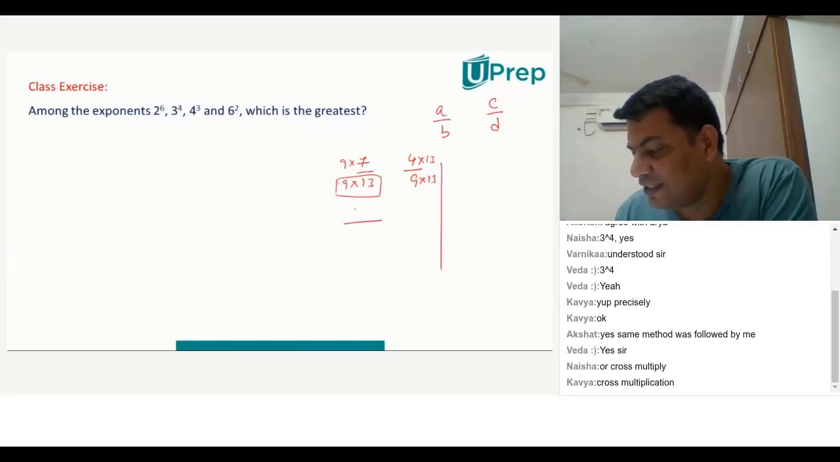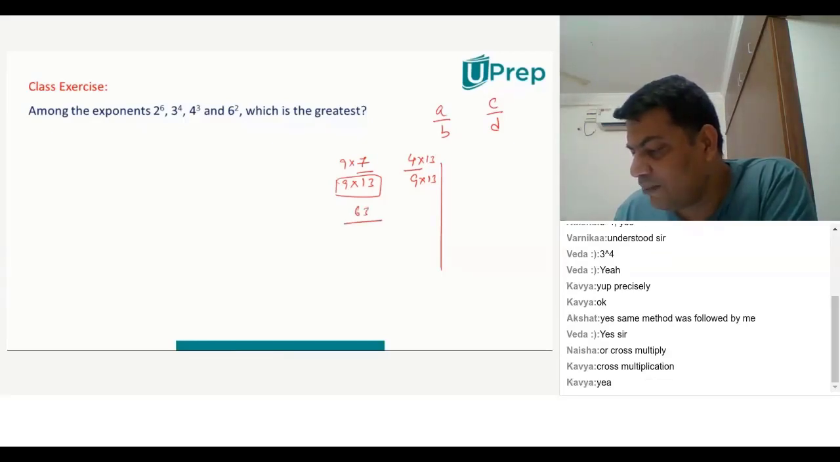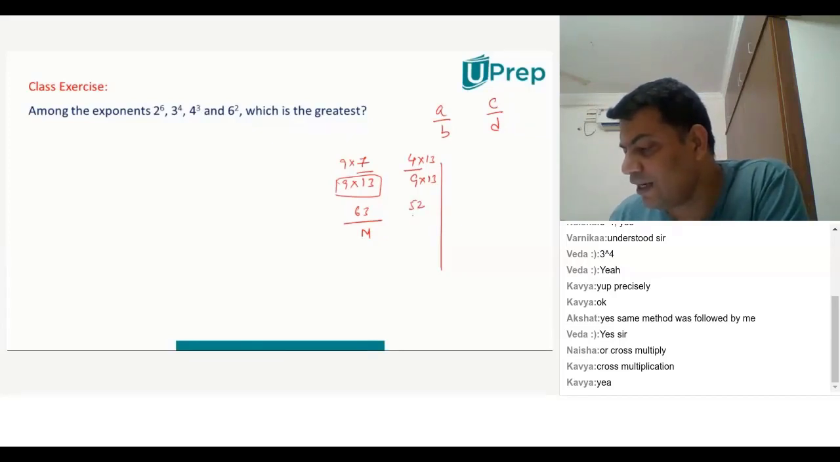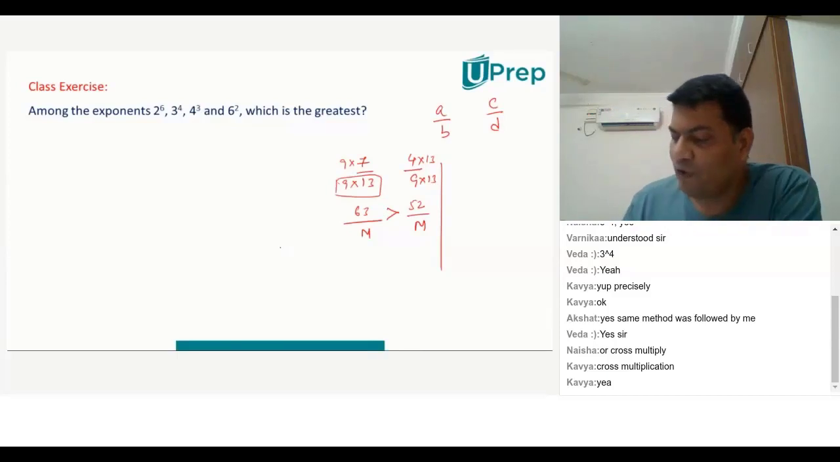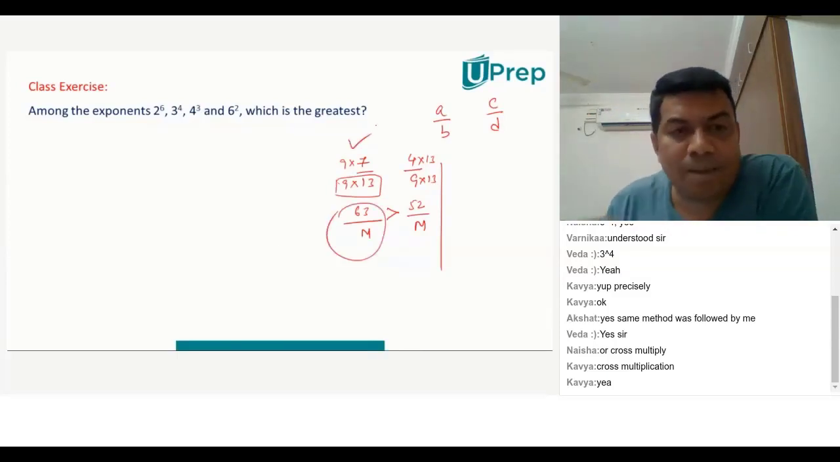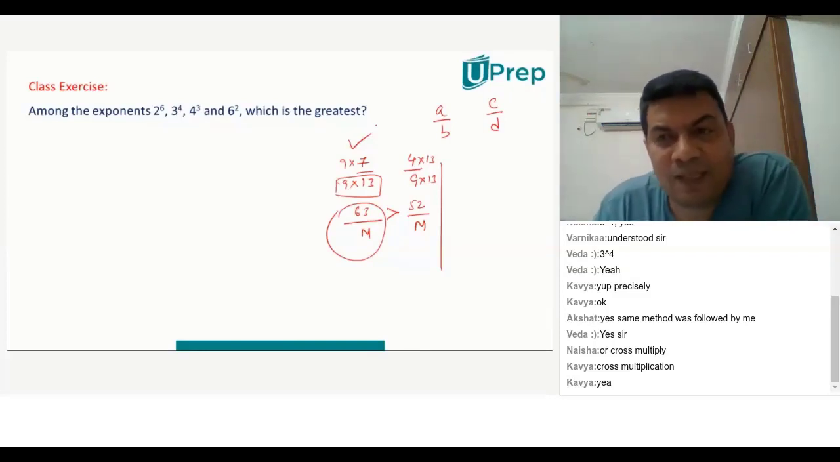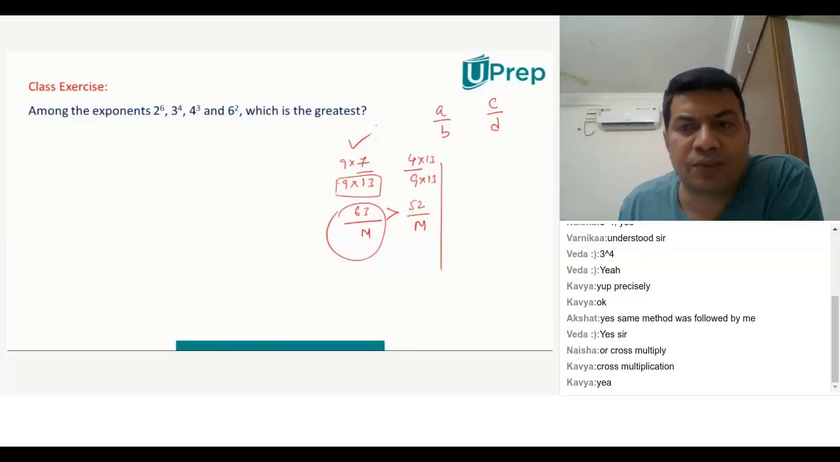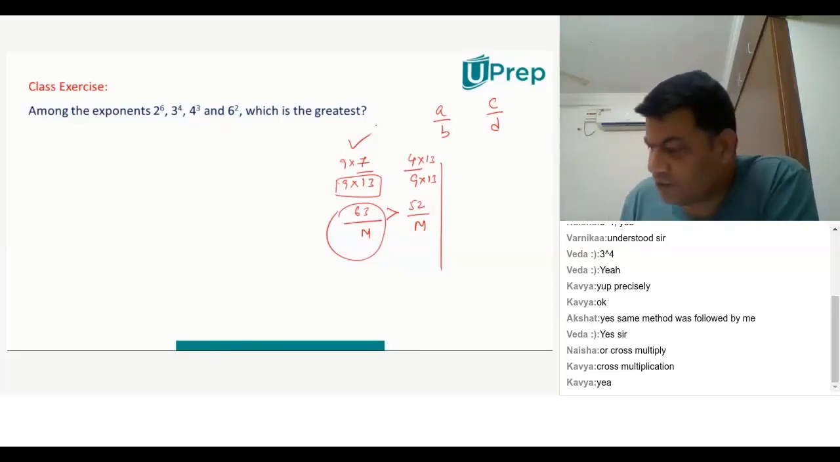So 9 sevens are 63 divided by some monkey here, and this also 4 13s is 13 fours will be 52 divided by the same monkey out there. So we know that this monkey is bigger, therefore this fraction is bigger, therefore 7 by 13 is bigger, right? So this is one method. This is the regular way you are supposed to do in your actual school preparation or school exams.